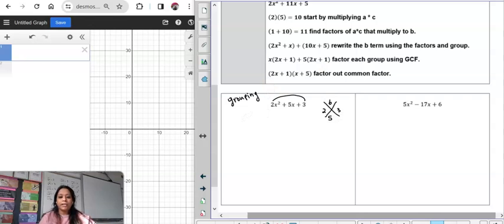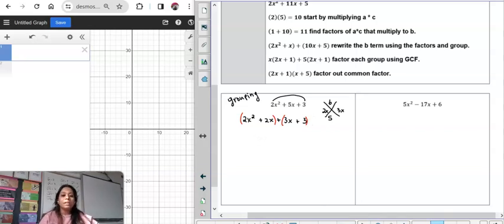Now what I'm going to do is I'm going to rewrite my polynomial. So I have 2x squared. I'm going to bring that down. And instead of bringing down the 5x, I'm going to use my numbers here. I'm going to say 5x is the same as 2x plus 3x. So plus 2x plus 3x, and then bring down the 3. So once I do that, I will go ahead and group them. I'm going to group the first 2 together. I'm going to group the second 2 together. Okay? And then I'm going to factor each group individually by GCF separately.